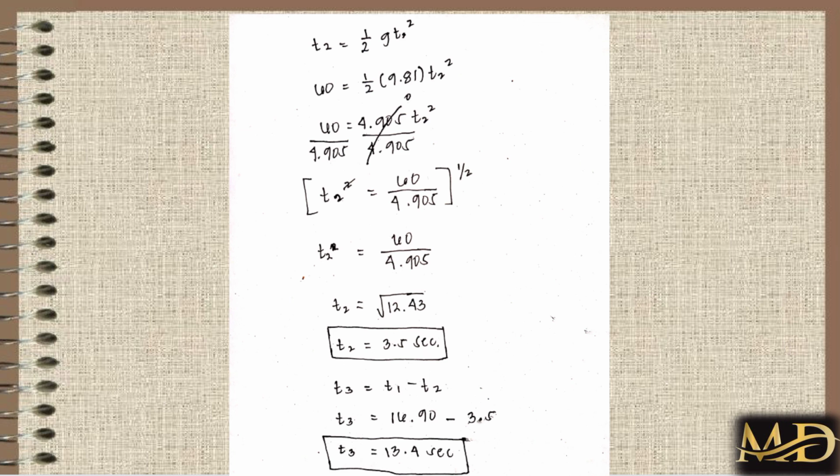Divide 4.905 both sides. So T2 squared is equal to 60 over 4.905. So take the square root to cancel the square. So T2 is equal to the square root of 12.43. T2 is equal to 3.5 seconds. So T3 is equal to T1 minus T2. T3 is equal to 16.9 minus 3.5. So T3 is equal to 13.4 seconds.